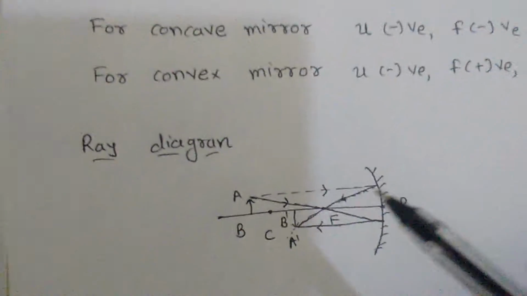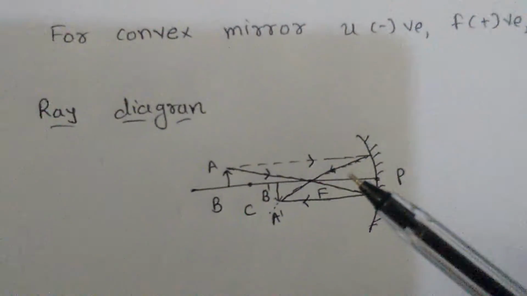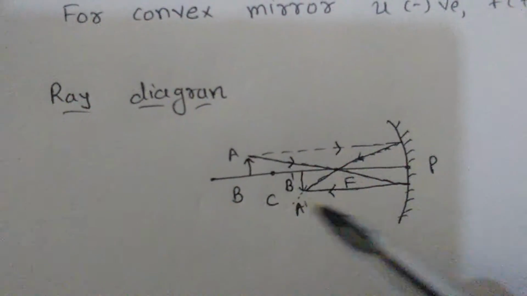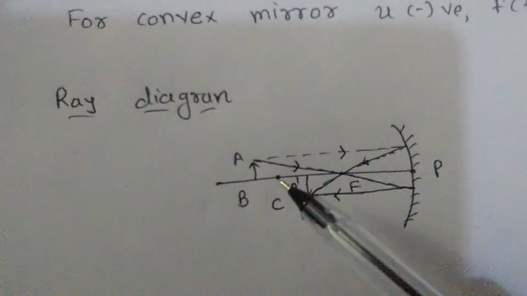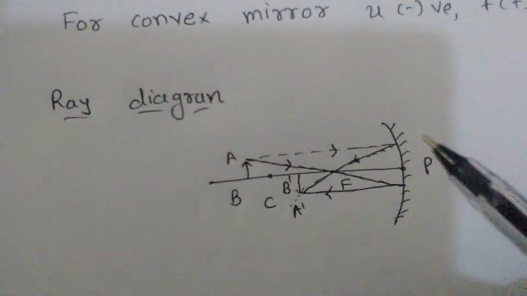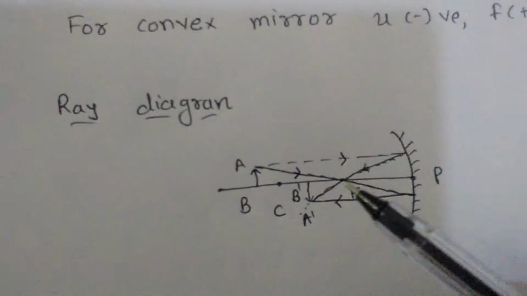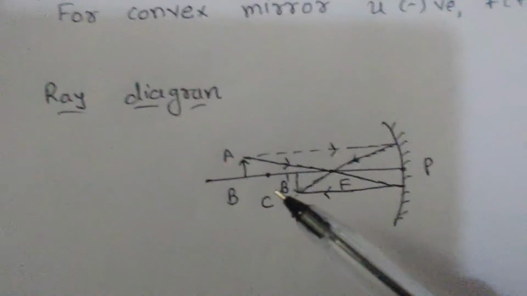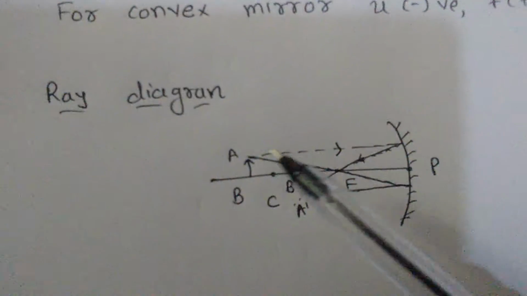Now, how to draw the ray diagram? That is also an important thing when we are solving the sums. We are considering one object AB, which is situated beyond C. So we know from the theory or previous section that the image is going to be formed between F and C. But how can we form the ray diagram?